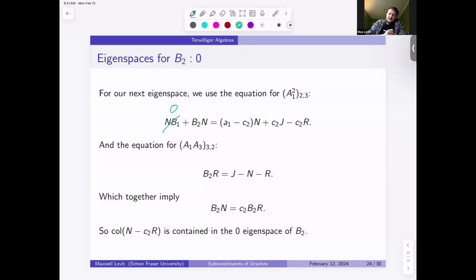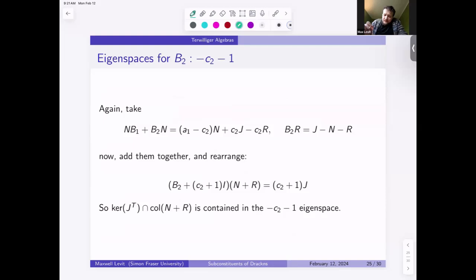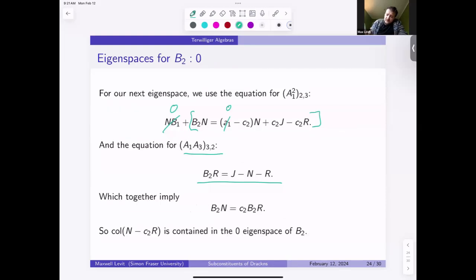And now I have this simpler equation here. Also this A1, that's counting the number of triangles on a vertex, so that's 0 as well. So this is a simpler equation here. And then I'll also throw in this other equation that comes from looking at A1, A3 from this product. And by putting these two equations together, I can see that in fact this B2 times N is equal to C2 times B2 times R.